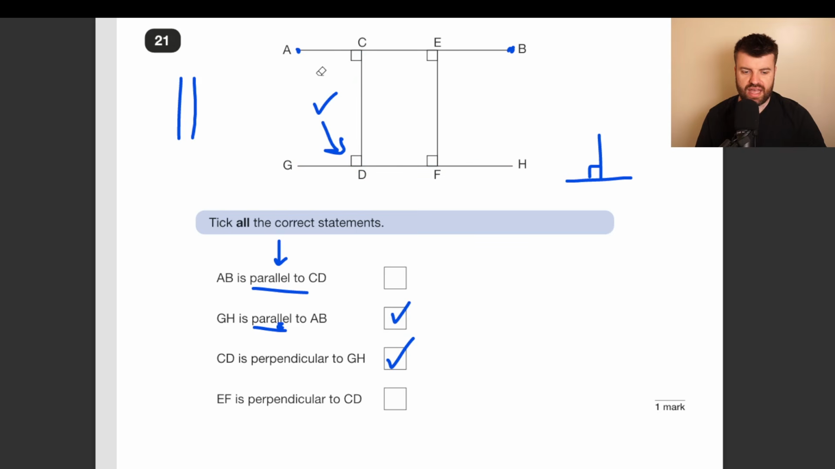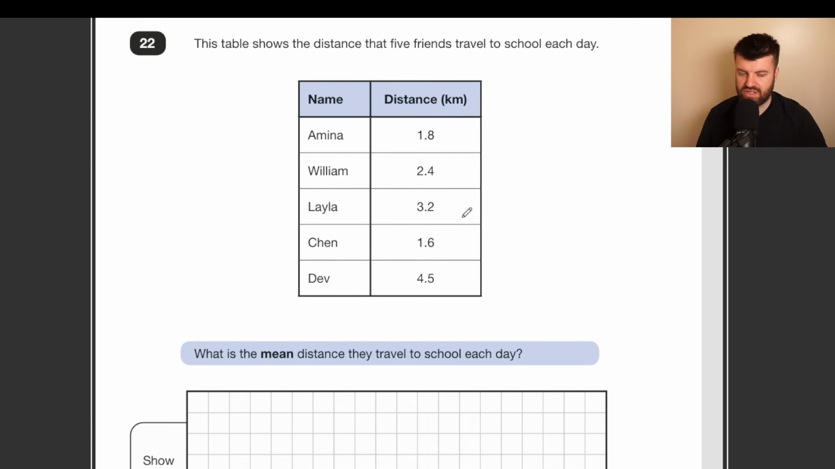And the last one, EF is perpendicular to CD. EF is here. CD is there. They are not perpendicular. They're parallel. Leave it blank. It's just a way to test your knowledge, really, of what those two words mean. Fair question, in my opinion.